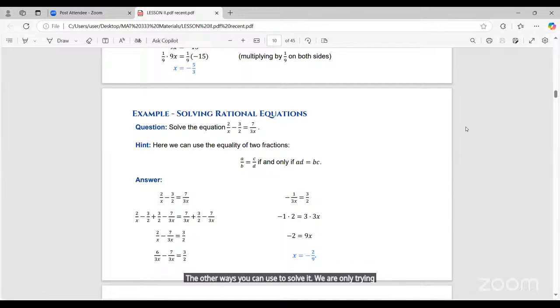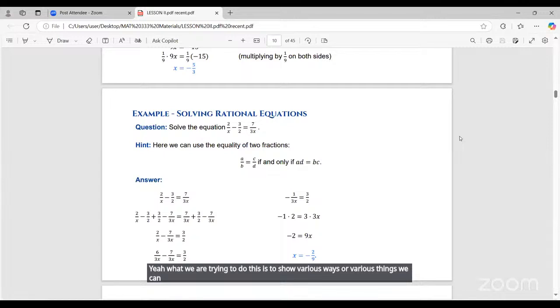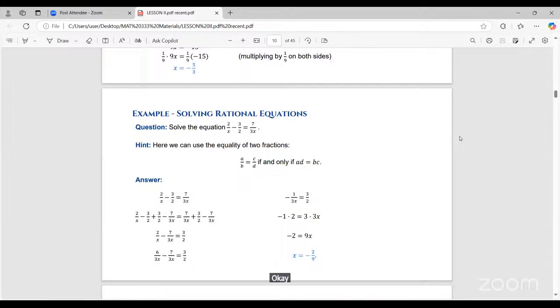What we are trying to do here is to show various things we can use our real numbers to do, not that there's no other method to solve it. Of course there is.